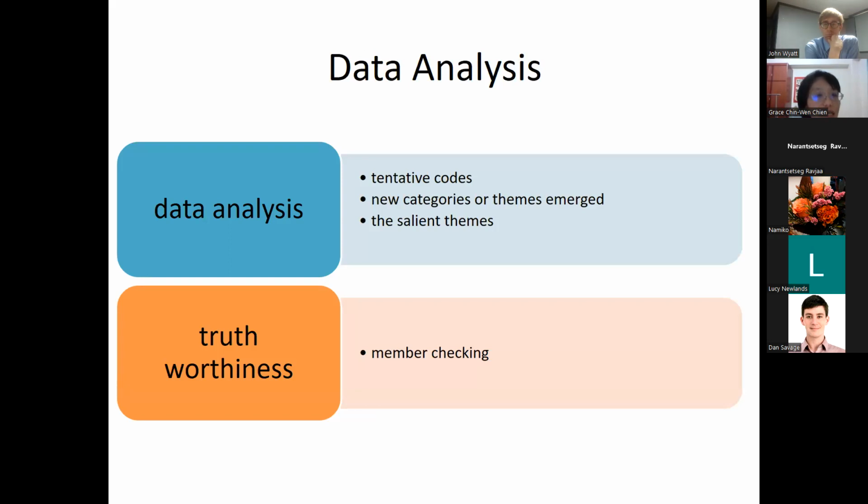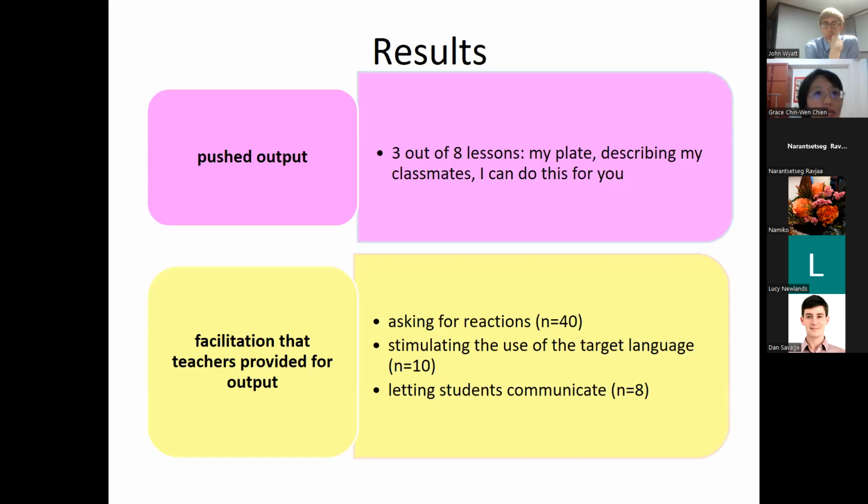After I did the analysis, I gave the data back to one teacher from one school and asked them to help me check whether my analysis was accurate. After they approved, I began to write the findings. So here are the findings, and I will describe them in detail later on. The first type is the pushed outputs. For the six schools, there were eight lessons, but of all the lessons, only three lessons had the so-called pushed outputs. The topics were my place, describing my classmates, and I can do this for you.